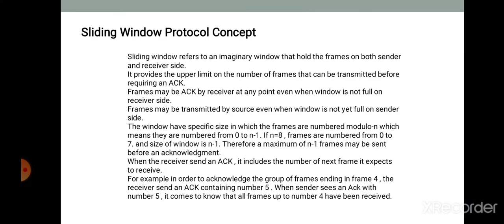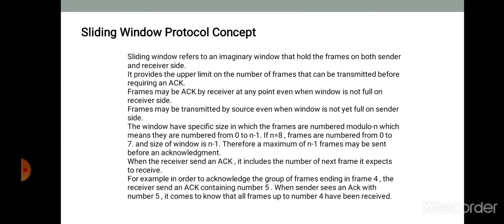The window has a specified size in which the frames are numbered modulo n, which means that they are numbered from 0 to n minus 1. That means if n is equal to 8, then frames are numbered from 0 to 7, and the window size is n minus 1. Therefore, a maximum of n minus 1 frames may be sent before an acknowledgement.